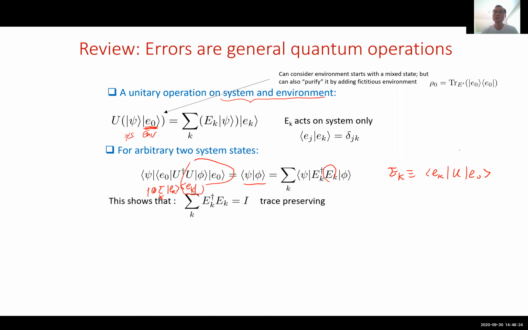Okay. This U acts on psi and E zero. So if you're only removing the degree of freedom in environment, so this is an operator psi, okay. And because this should hold for any pair of the system state, that means the E_k, these errors, satisfy this condition: you take the conjugate of that, multiply itself, sum over all possible errors, should be identity. This means trace preserving, okay?